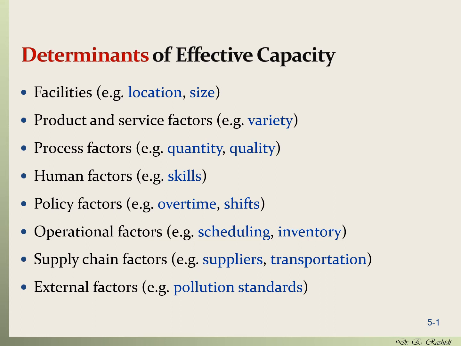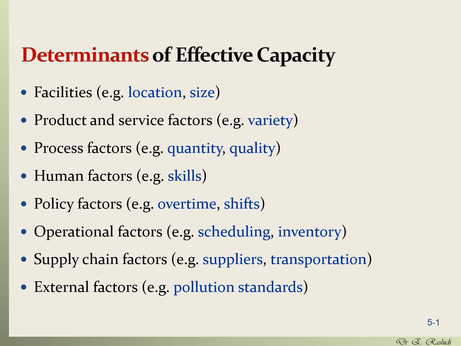Next is supply chain factors. So the suppliers that you have, of course, are going to be a determinant of your effective capacity. Would they fail? How often do they fail? Or what is the quality of the supplies that they send to you? And also the transportation. What type of transportation do you use? Is it airline? Is it ships, cargoes? Is it trains or trucks? How fast they are, how efficient they are. So that's, of course, going to be a determinant of your effective capacity.